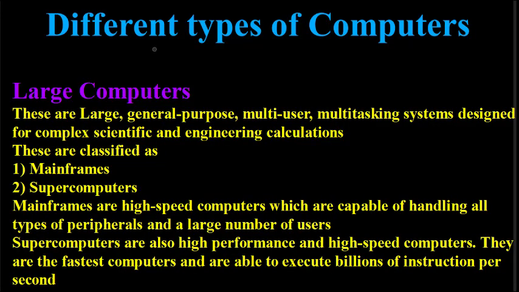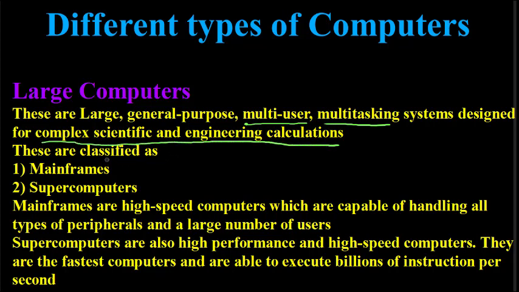Next we see the different types of computers. We start with the large computers. So what are large computers? These are large general purpose multi-user multitasking systems which are designed for complex scientific and engineering calculations. Multi-user means that many different users can log in at a time, and multitasking means it can perform many tasks at a time. These large computers are used for extremely complex scientific and engineering calculations.